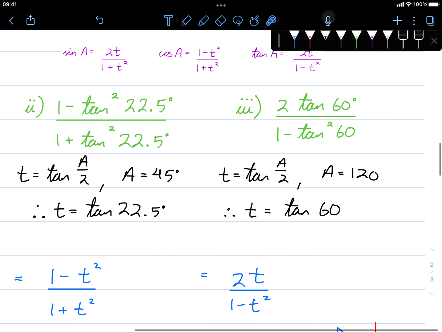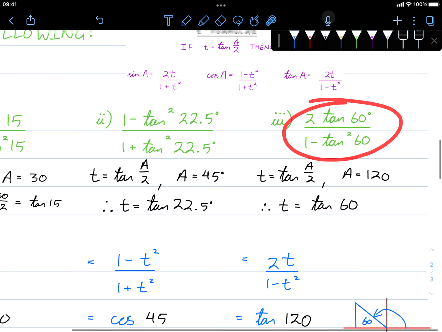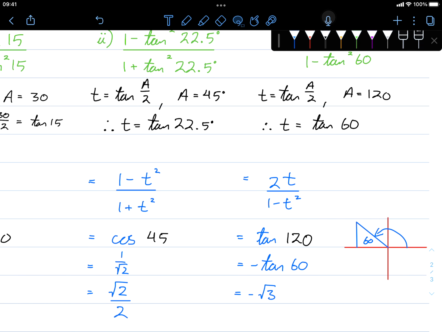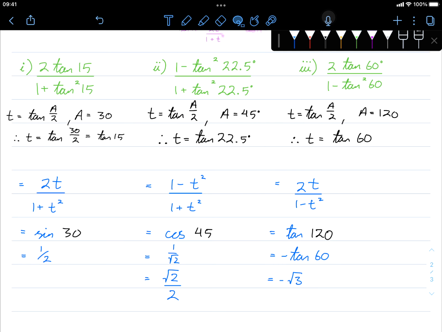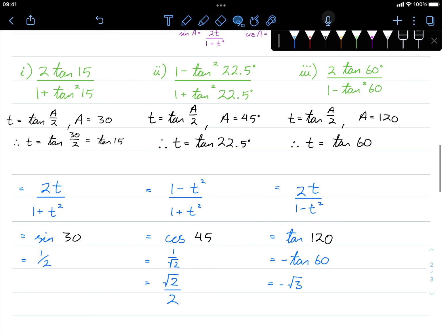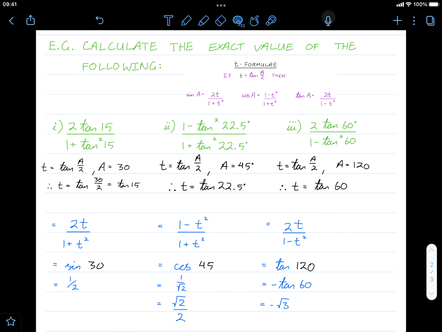So there was actually a bit of a trick to this one. I thought it would have been the first answer that we found. So we learn more every day. I hope that gave you an insight into how we might use the t formulas to find exact values of trigonometric expressions. Hope to see you in the next video. Best of luck.